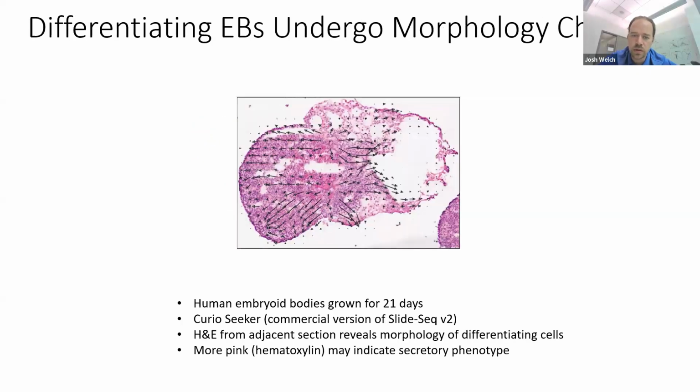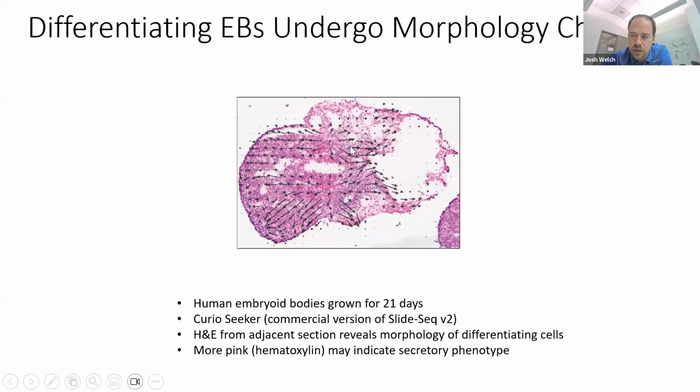Another thing we realized we could do with the data in this case is actually map out morphological changes because we have H&E staining for an adjacent section. And so we took our spatial velocity vectors and overlaid them on the H&E image so that you can see the direction the cells are differentiating and trace the arrows backwards to the cells that are the least differentiated. And what we noticed is the cells that are near the origins of these velocity vectors are more pink.